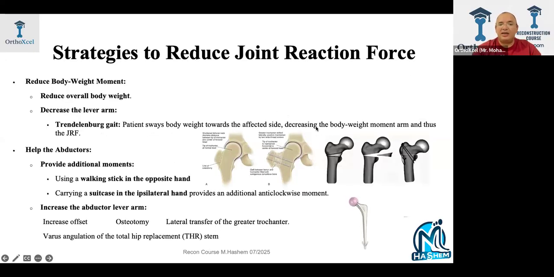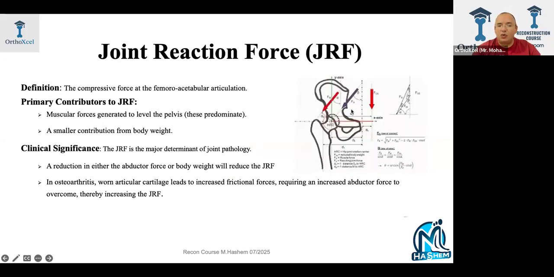So how can I decrease the lever arm? You do this normally, or physiologically, in the Trendelenburg gait. With the Trendelenburg gait, you basically lean toward this side, so you reduce the lever arm of the body weight.